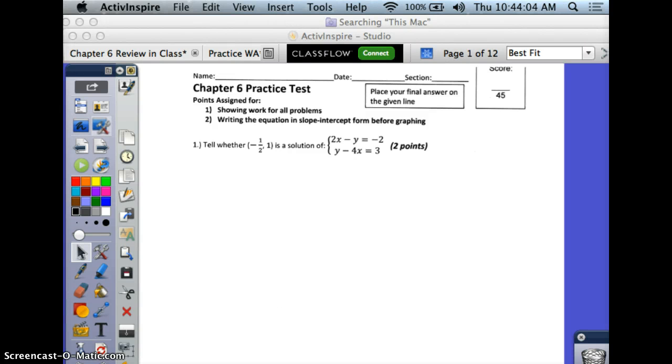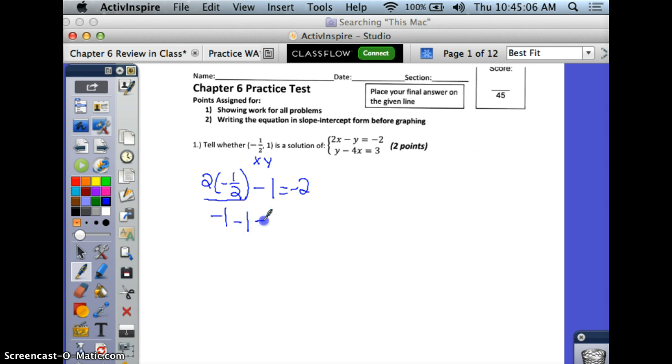Right, we're going to go over your practice test for chapter 6, question by question. So for question 1, tell whether (-1/2, 1) is a solution to this system. We're going to substitute in my x and my y into my equation. So we have 2 times -1/2 minus y, which is 1, equals -2. 2 times -1/2 is -1 minus 1. I want to know, do these equal -2? Well, -1 minus 1 is -2. -2 equals -2.